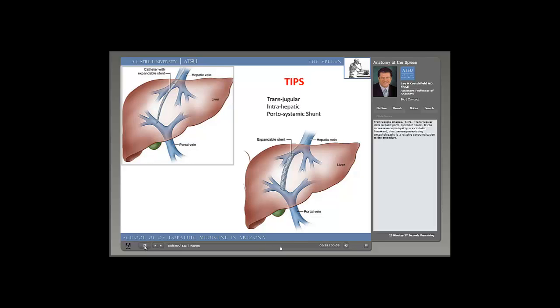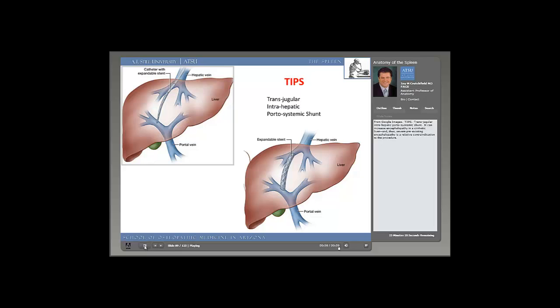One of the side effects is an increase in hepatic encephalopathy, because we're basically bypassing the metabolic abilities of the liver to break down protein byproducts. This can lead to an excess in ammonia and an excess in hepatic encephalopathy.